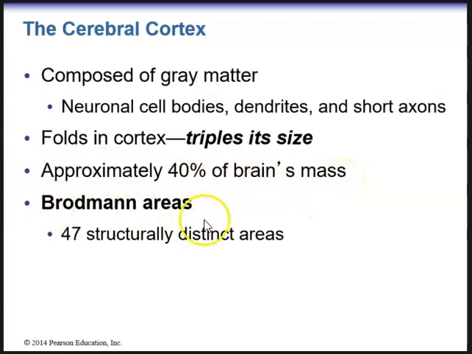Now, we have areas called Brodmann areas, and these are 47 structurally distinct areas. We've been able to map them to figure out what these areas do. We can map them into functional regions. Now, the CNS has a way to map its neurons, and this is called somatotopy. Somatotopy is spelled S-O-M-A-T-O-T-O-P-Y. Somatotopy is the CNS's way to map its neurons. But we use Brodmann's areas to have distinct areas so that we can pinpoint certain functions within these areas.